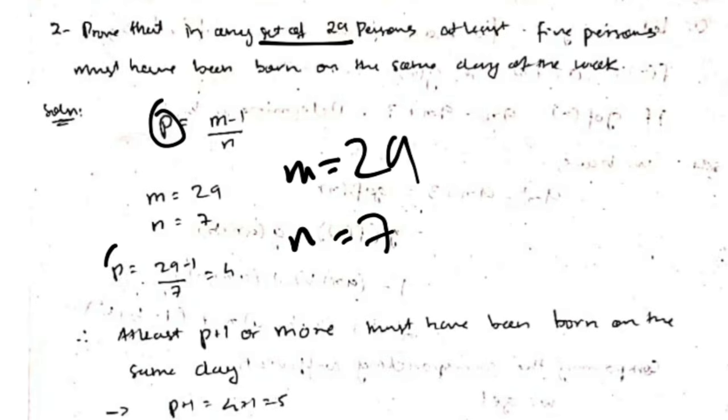Applying these values we will get p as 4. Okay, now for the pigeonhole principle you have to have at least p plus 1 or more. That means 4 plus 1, which is 5. 5 or more people must have been born on the same day. So we will get the final answer here as 5.